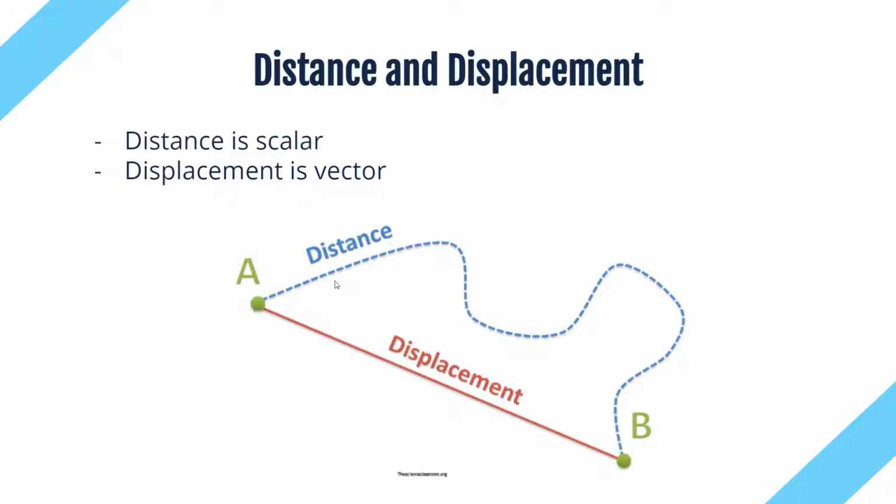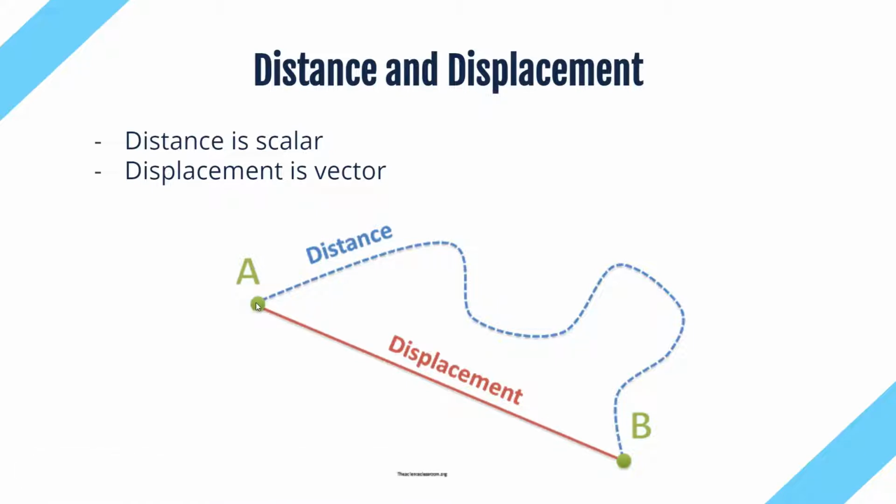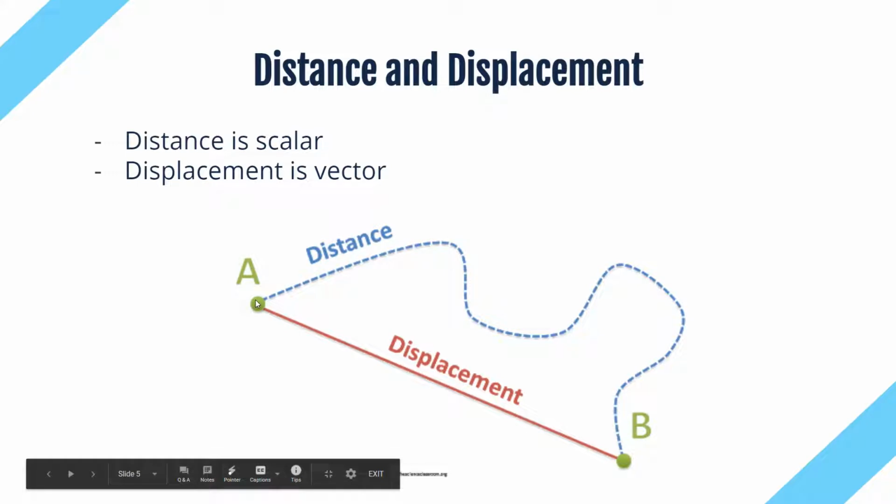If you follow this blue line from A to B, you can notice that this line is longer than the actual displacement between A and B. And this displacement is essentially the shortest distance you can take from A to B. Notably, however, no matter how you travel from A to B, you're still going to have the same displacement because A and B are still the same.